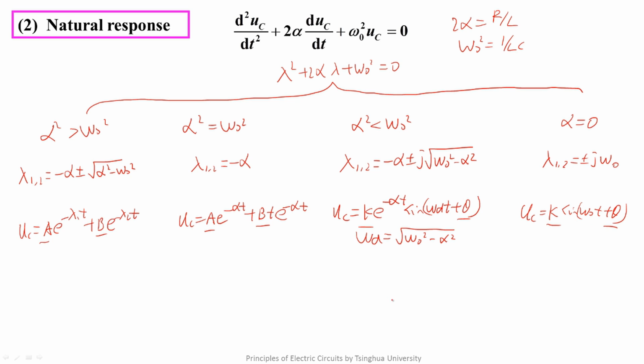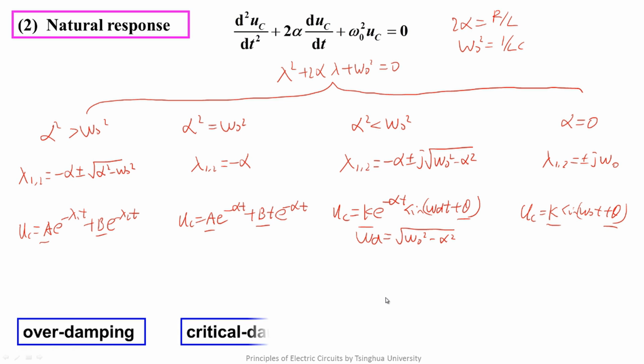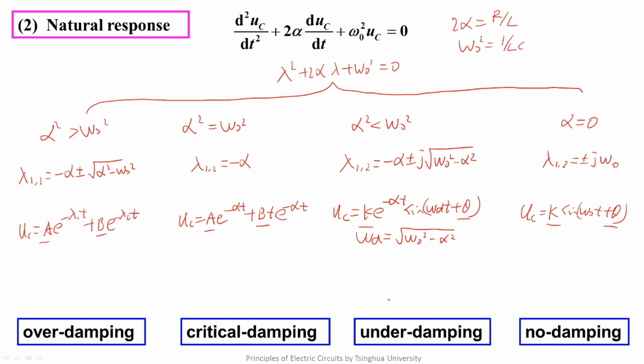For the four cases, we define them as overdamping, critical damping, underdamping, and no damping. Here, the so-called damping actually refers to the block effect due to the existence of resistance or loss term during the whole process of energy conversion of the dynamic circuit. Overdamping refers to a very big block effect. Underdamping is not so big, and critical damping is between these two states. No damping has no block effect.